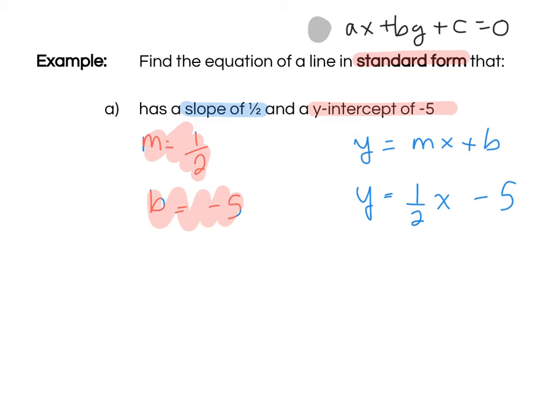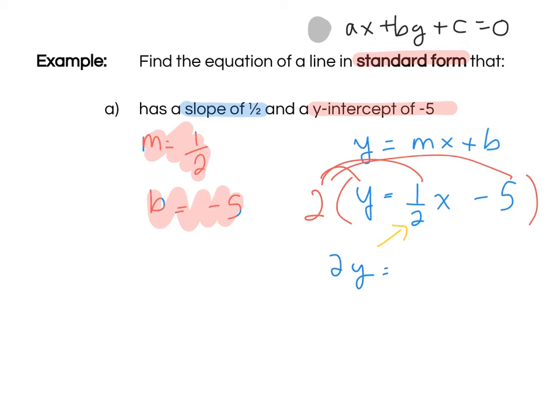Now, let's work to get it into standard form. I notice that I have a fraction here that I don't really like. And in our getting ready skills for the course, we looked at one strategy for getting rid of fractions, which was to multiply the whole equation by some sort of common denominator. Since I have only one fraction, I'm going to multiply everything by that denominator, 2.